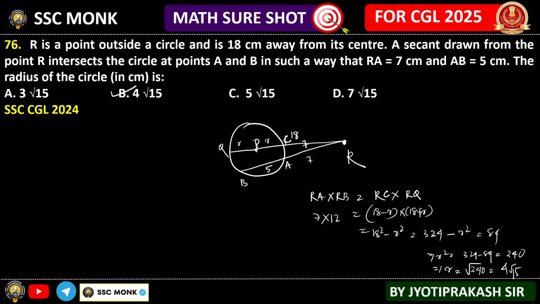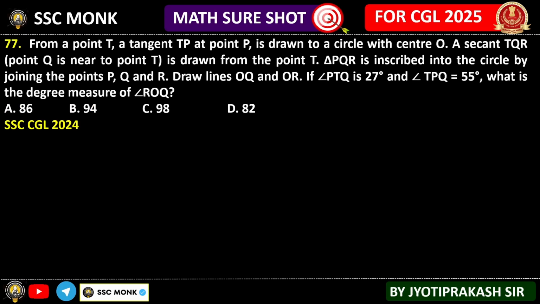Answer is option B. Next, from a point T, a tangent TP at a point P is drawn to the circle with center O. A secant TQR, where point Q is nearer to the point T, is drawn from the point T. PQR is inscribed in the circle by joining the points P, Q, R. Draw lines OQ and OR, if angle PTQ is this much. So this is a triangle. This is a point O, this is a point T, TP is this, a secant TQR.